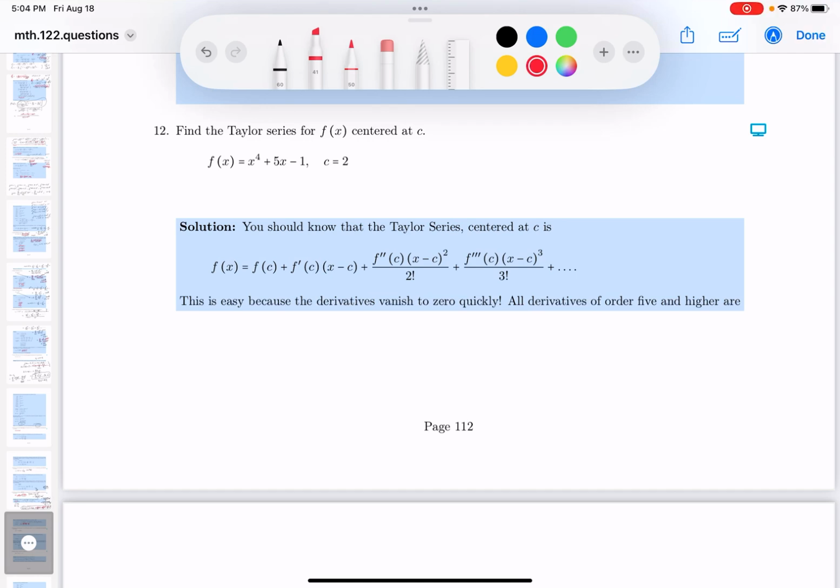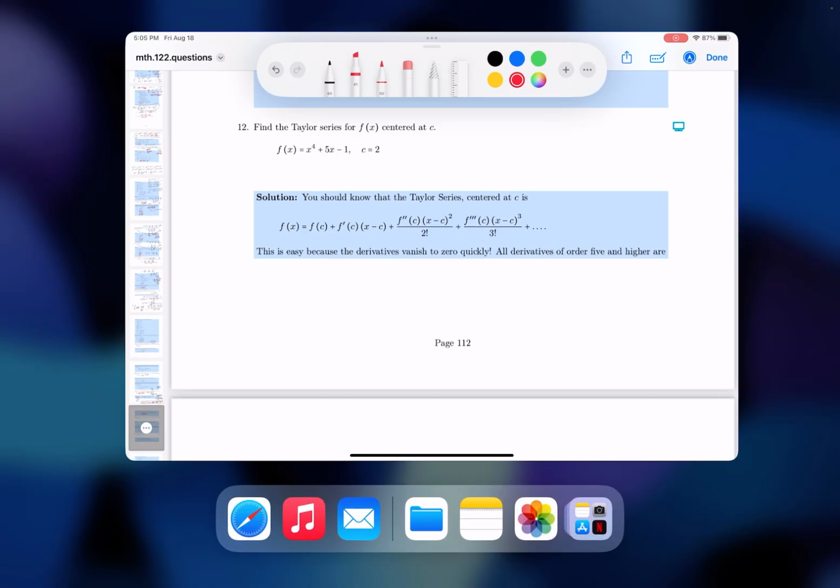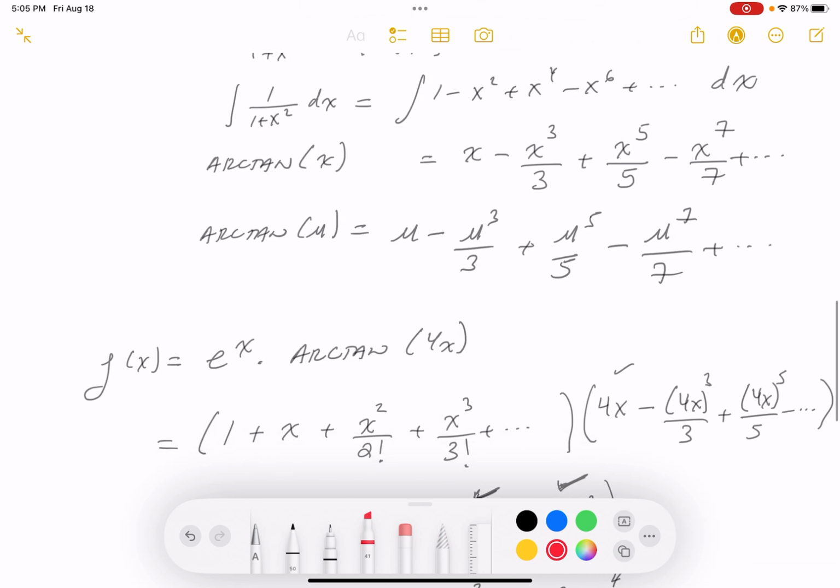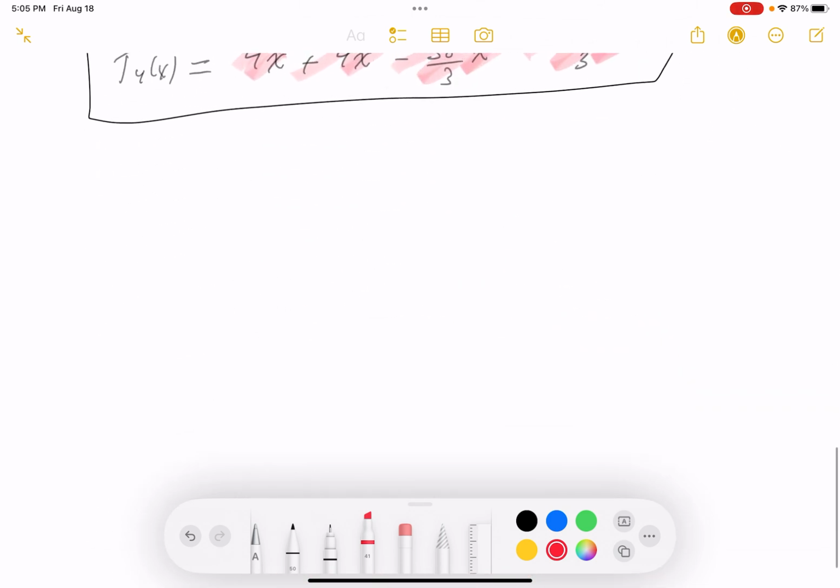Okay, this one's find a Taylor series for f of x centered at c. C is 2 in this case over here. I'm going to go to the whiteboard to do it, and the reason for that is I need some room to do it. So we're on problem number 12 now.